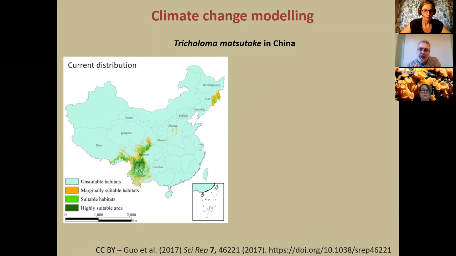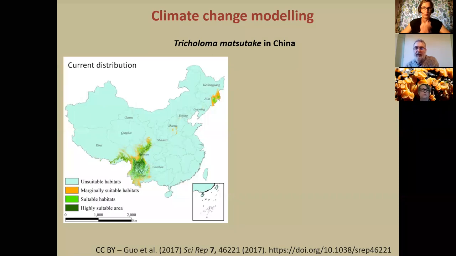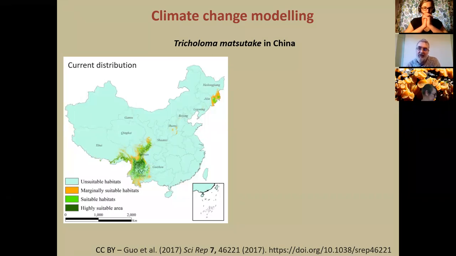Now, from a strategic point of view, I think we've kind of moved a long way beyond that, but in some ways we haven't. Scientists back then were demonstrating that climate change had the capacity to have significant effects on different species, and fungi are no exception. But now really the challenge is, we know that, but what do we do about it?